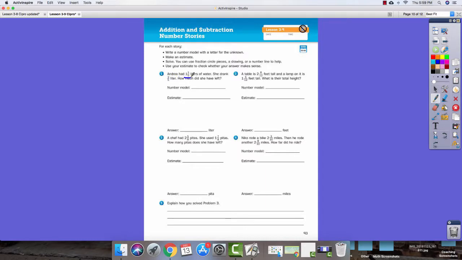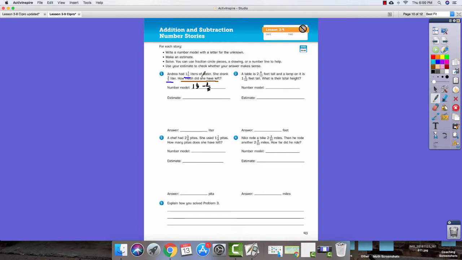Andrea had 1 1/5 liters of water. She drank 3/5 of a liter, and I want to know how much did she have left. So if I want to know how much she had left, I'm going to be subtracting. I'm going to find the difference between those numbers. So my number model for this would be 1 1/5 minus 3/5.